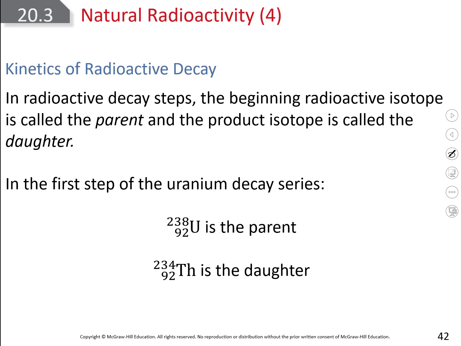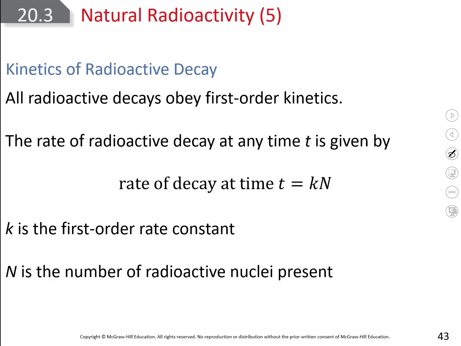When we generally look at this decay, each step of it is going to have something called a parent isotope and a daughter isotope. So this is just terminology. The parent is what you start with. The daughter is what you are left with. So for example, that very first step, the uranium-238 would be the parent, and the thorium-234 is going to be the daughter. So you'll just see these terms being used.